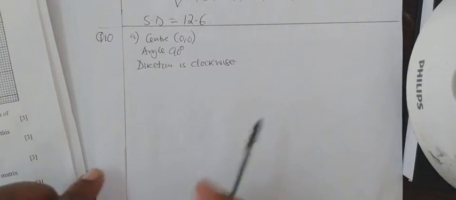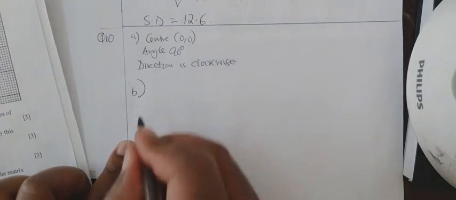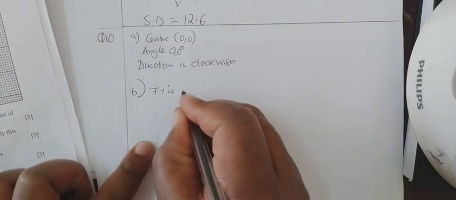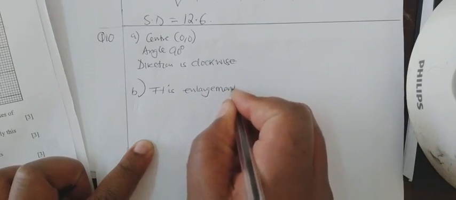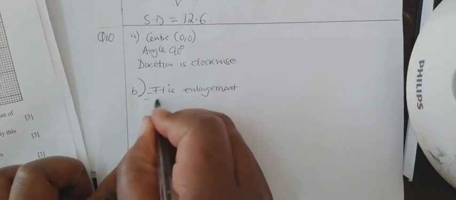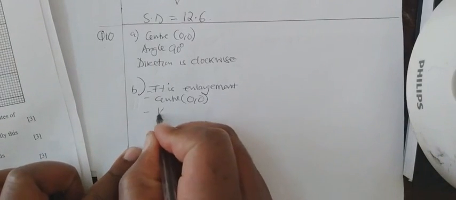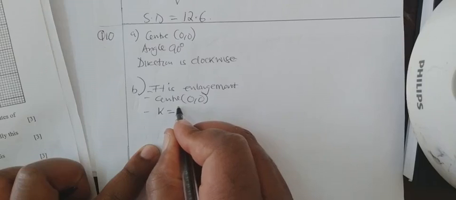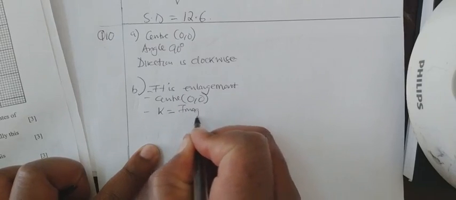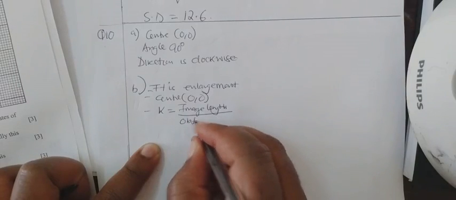Okay, so I'm going to say for B, we are saying to describe it fully, we are saying it is the enlargement. Alright? Center 0, 0, or you can just say the origin. Then you go to scale factor or enlargement factor. How do you get the scale factor? You say image length divided by object length.